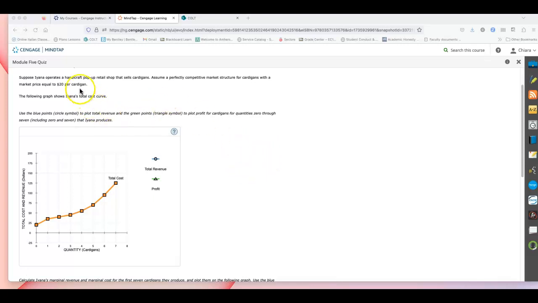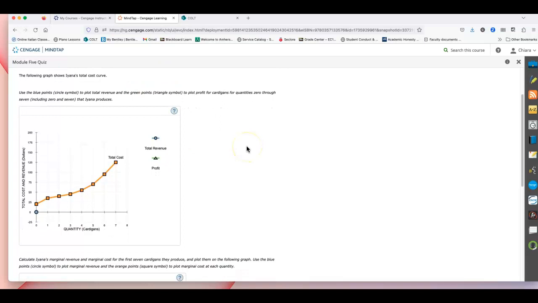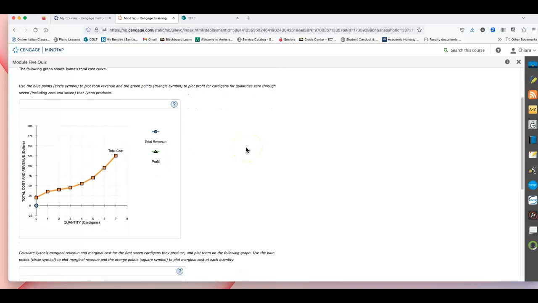So the total revenue for 0 cardigans is obviously going to be 0 because you're not selling any. So I'm going to get the total revenue dot and I'm going to drag it to the 0, 0 point. Now for one cardigan, I'm going to get $20 because that is the price, right? Total revenue is price times quantity. So for one cardigan, my total revenue is going to be $20. So I'm going to drag it here. I'm going to find the 1, 20 point. It can be a little tricky sometimes. There you go. I found it.